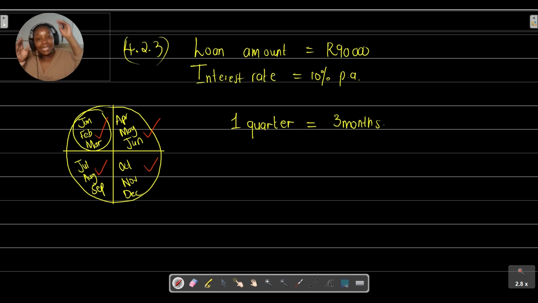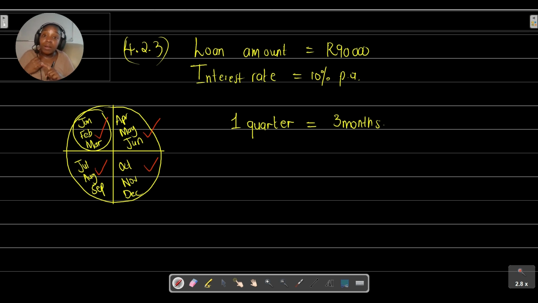So interest gets added, or the interest on the amount that he has loaned gets added every quarter. So that's very important. But you need to note that even though interest is added every quarter, the maximum amount of interest that can be charged per annum is equal to 10%. So what does that mean?